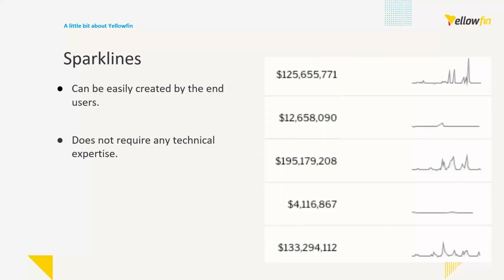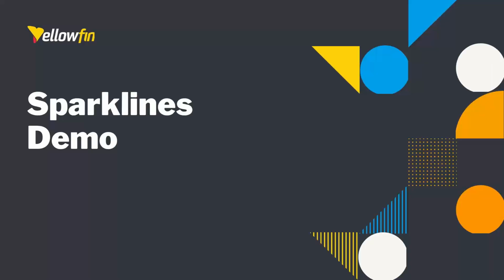To summarize, sparklines are particularly useful in dashboards, reports, and tables where space is limited and a visual representation of trends or variations can enhance the understanding of the data. Sparklines are easy to create using Yellowfin analytic functions and column formatters at the report level. Let's now look at a demo to see how easy it is to create sparklines in Yellowfin.